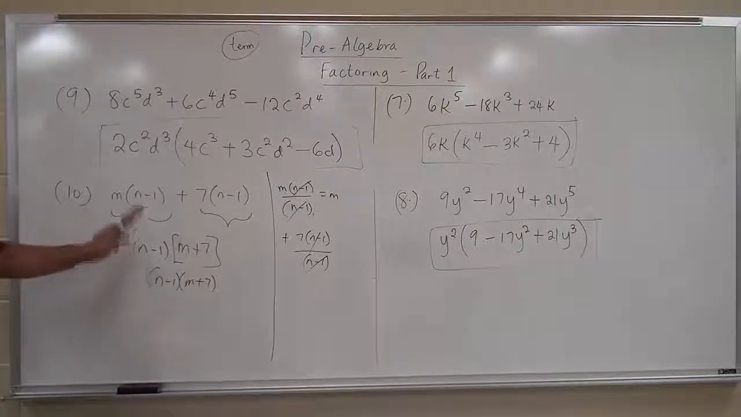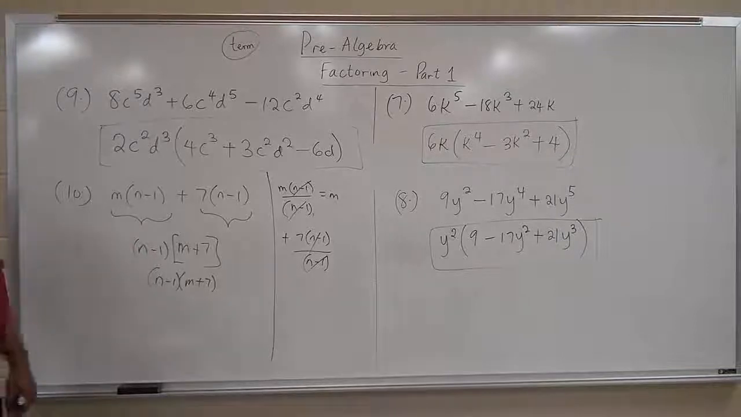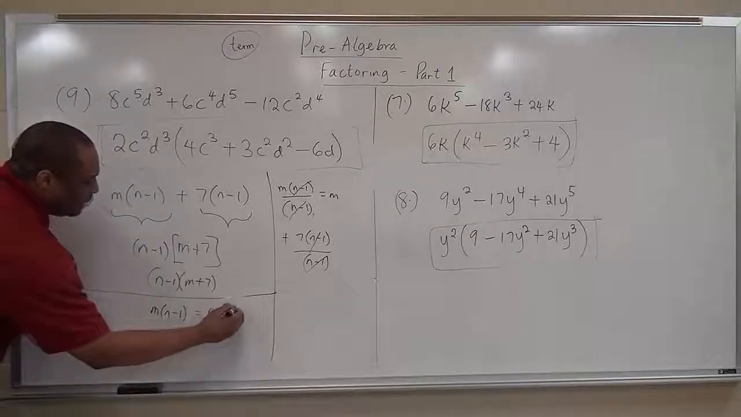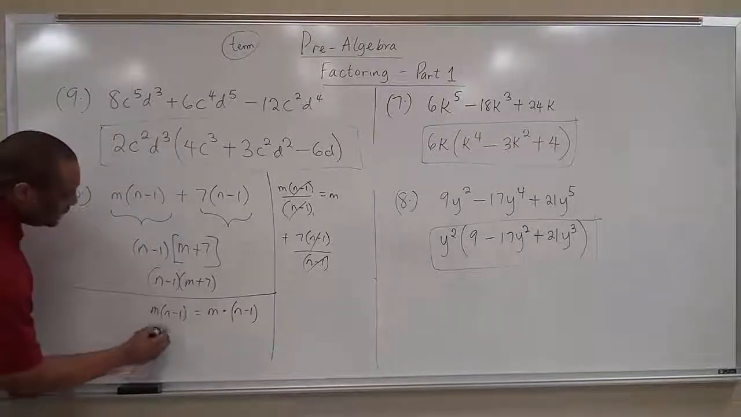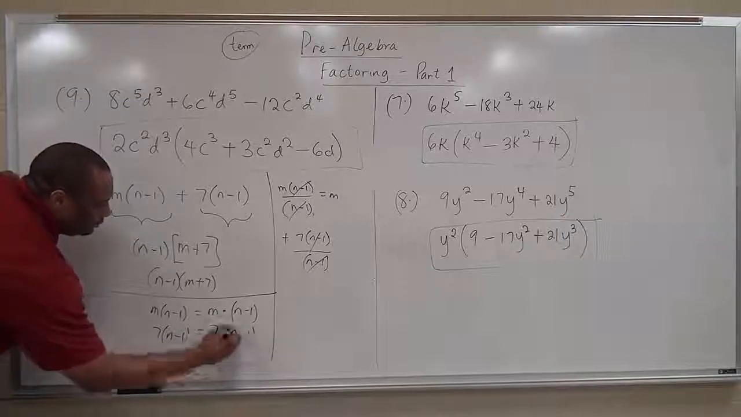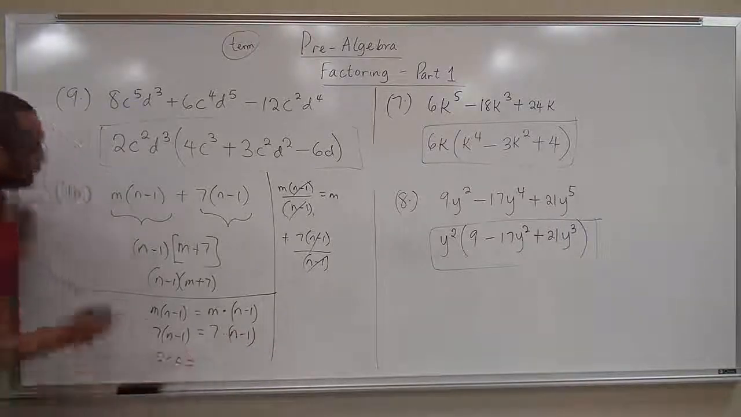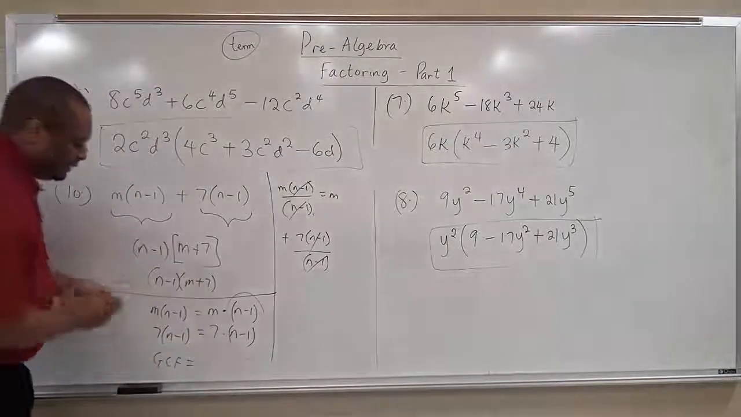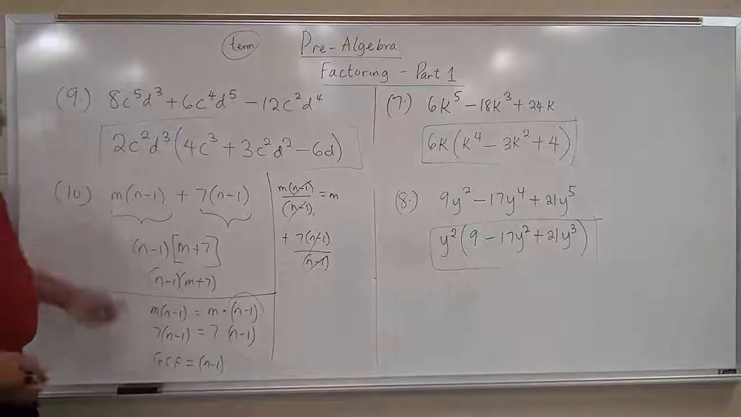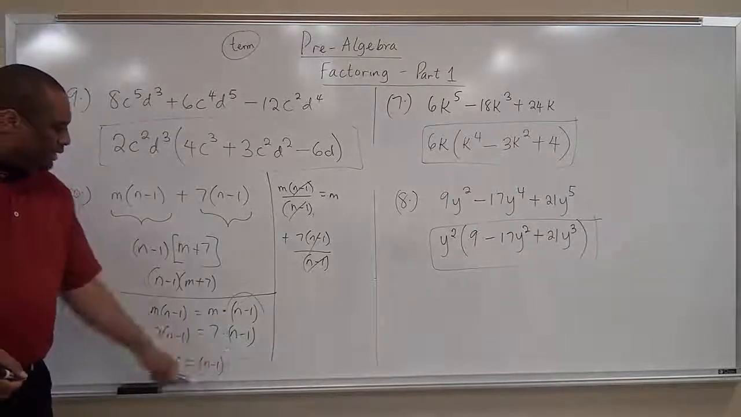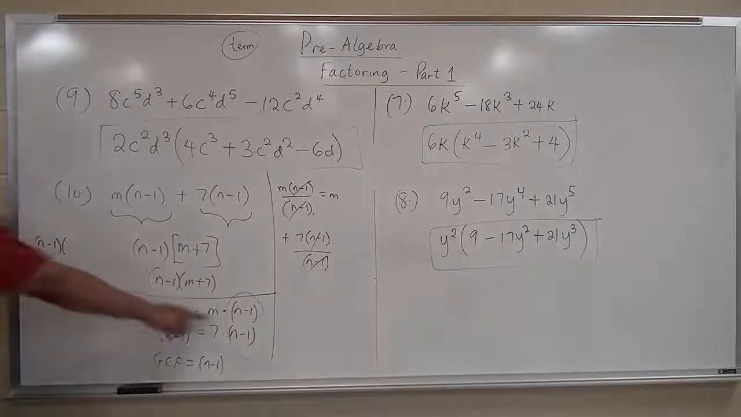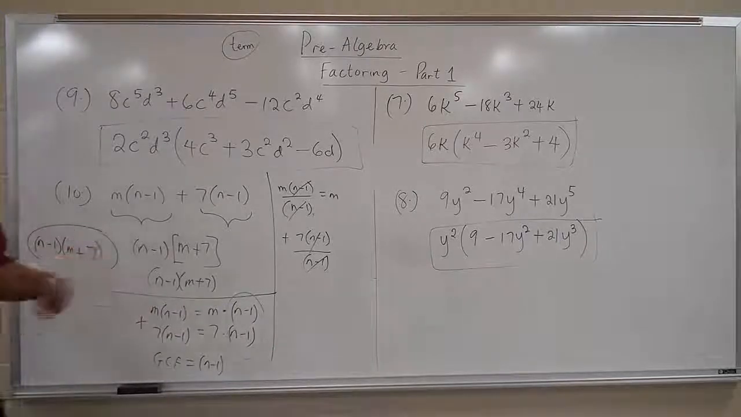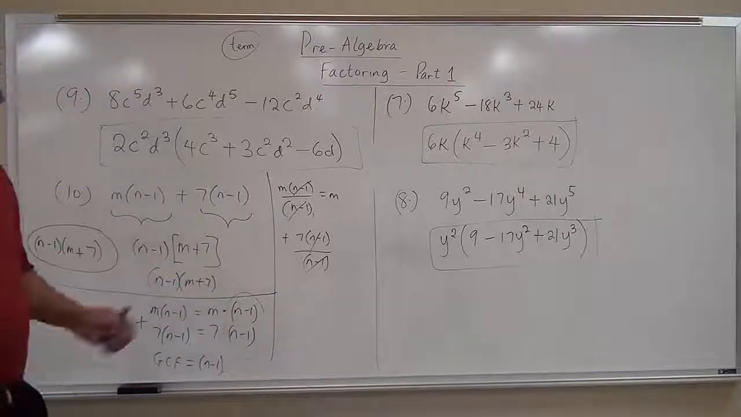Now, if you don't like it this way, see another way that I like. You can write it like this: m times n minus 1, and 7 times n minus 1, to see the GCF. This is common. The GCF is n minus 1. So you now have GCF n minus 1, then what is remaining here is m, then plus 7, and that is it. It's just another way to look at it.